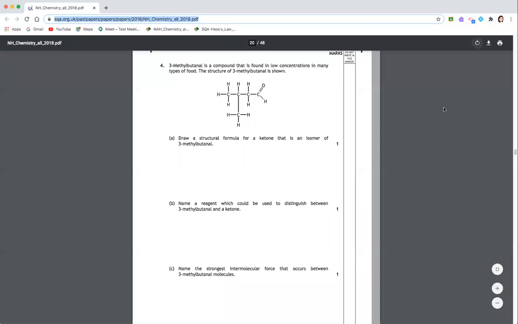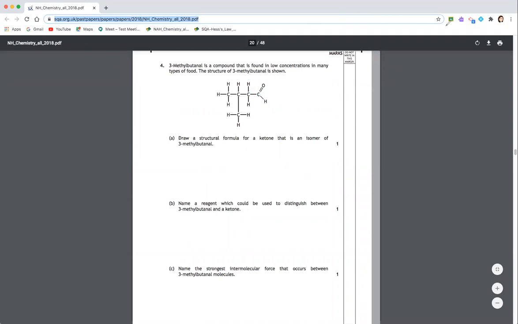Okay, so then question 4, draw a structural formula for a ketone that is an isomer of this aldehyde up here. So ketones have a carbonyl group in the middle of a carbon chain, so you could just draw pentanone, which is 5 carbons, because this is 1, 2, 3, 4, 5 carbons altogether. Or you could draw this molecule and move the carbonyl to here. It's up to you. You would obviously just add in all your hydrogens for this as well.